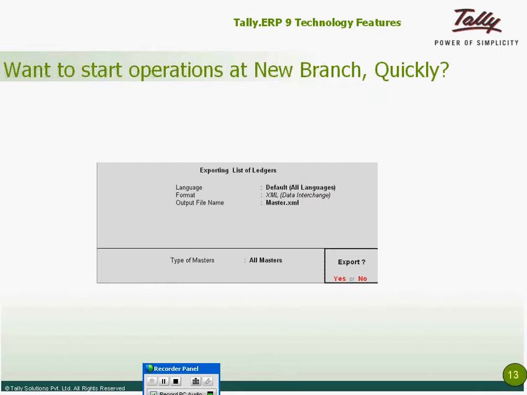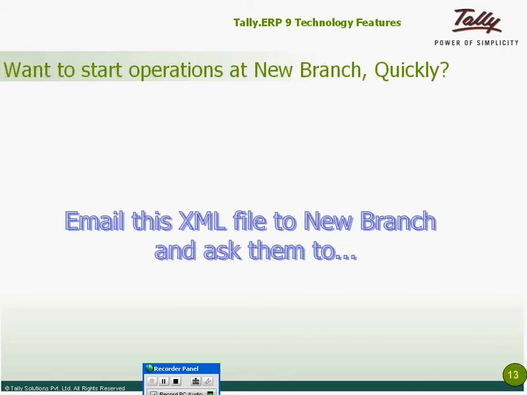Once you click on export, an export list of ledgers screen appears in front of you, wherein you can select the required format, specify a file name, and select the type of masters which you wish to export. Once you hit enter on export, an XML file will be generated which can be taken to the new branch account.